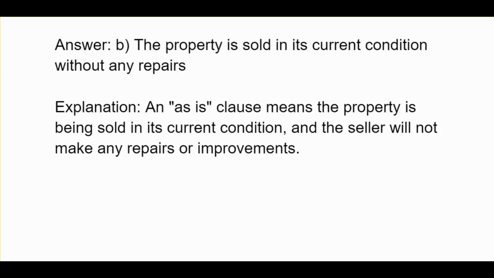B, the property is sold in its current condition without any repairs. An as-is clause means the property is being sold in its current condition, and the seller will not make any repairs or improvements.